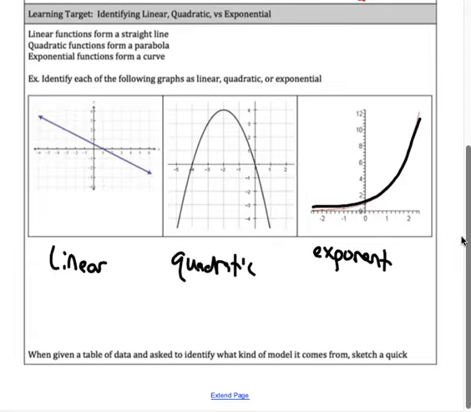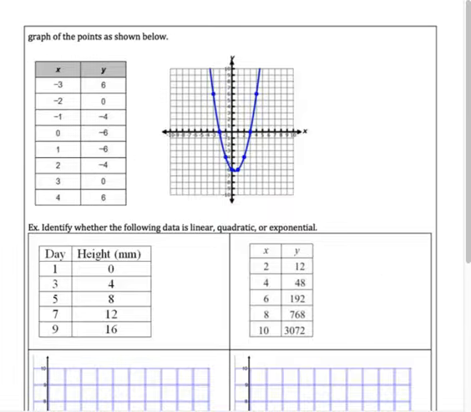All right, so you want to make sure that you recognize all of those, okay? If you're looking at a graph, be able to identify those three things. Now, sometimes you'll be given a table of data, and it may ask you to identify which kind of model it comes from. So what I do then is make a quick sketch.